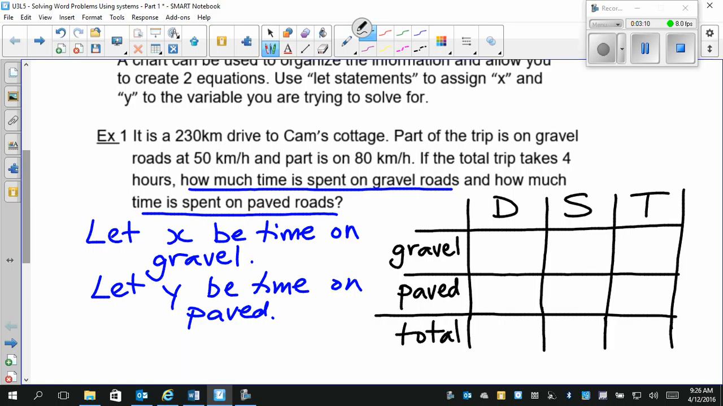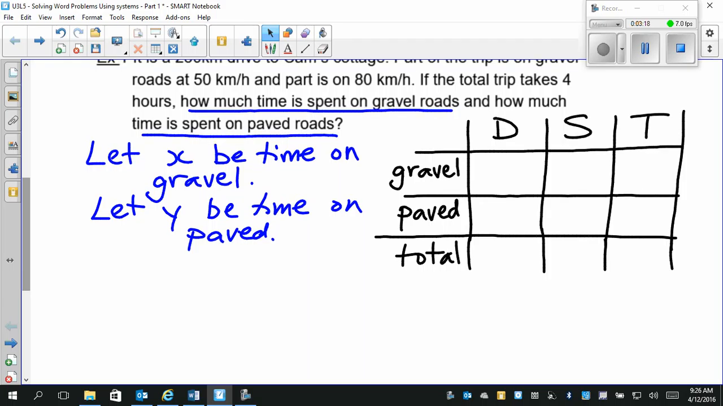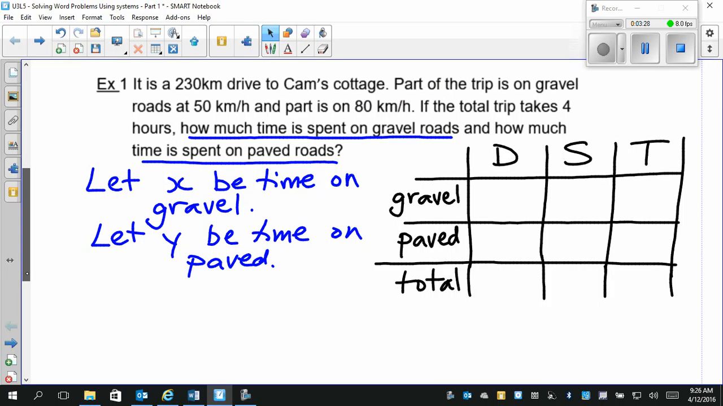So now we're going to fill in information that we've got from the question into our table. Okay. So I'm going to fill in the variables first. So x is the time on gravel, so x goes there. y is the time that they're on the paved road, so y is going to go there.